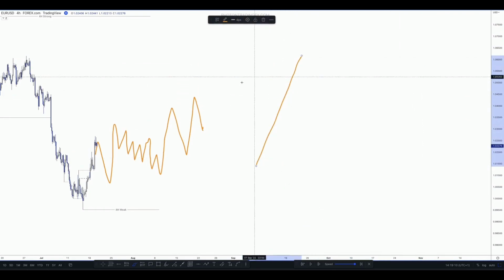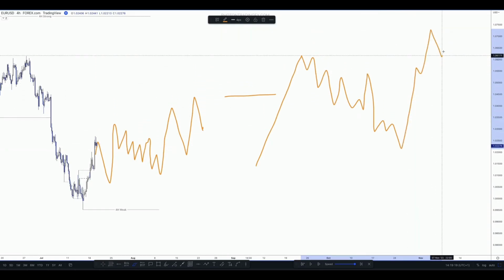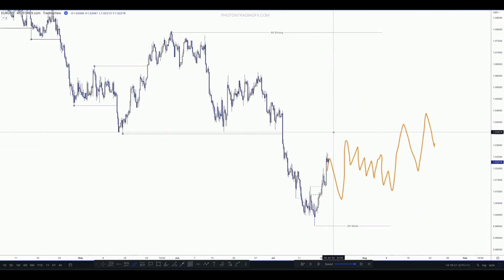You get impulsive moves up after the break of structure, then you're going to get those messy, choppy, corrective pullbacks. You can get fake signals and it can be a bit harder. And then you typically get quite strong impulsive moves. And then again, right? And that's just the nature of price action.